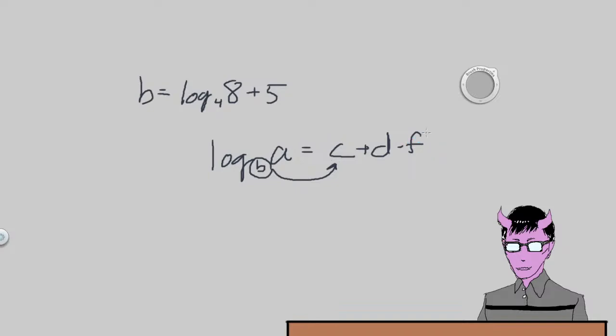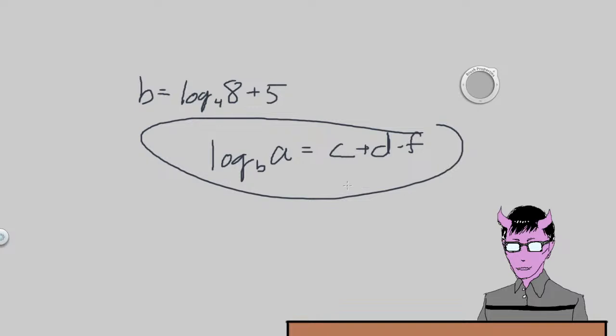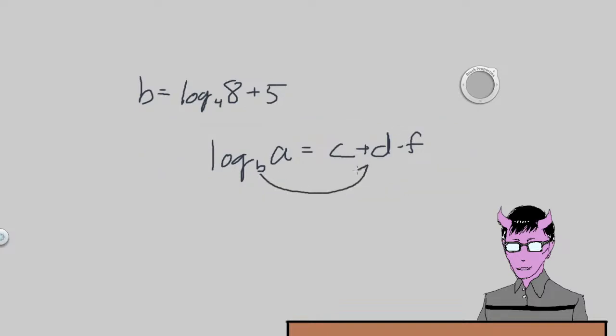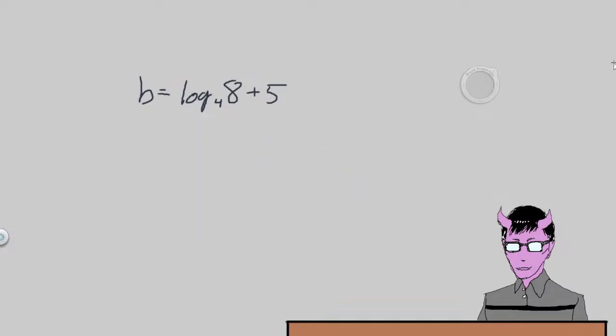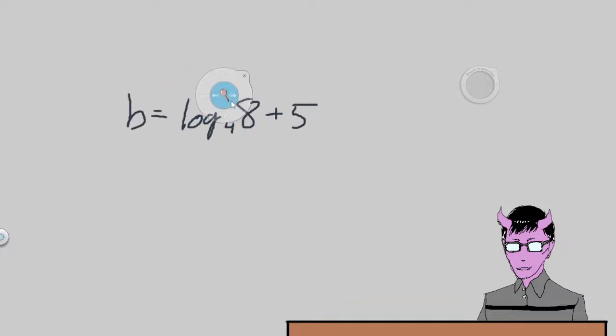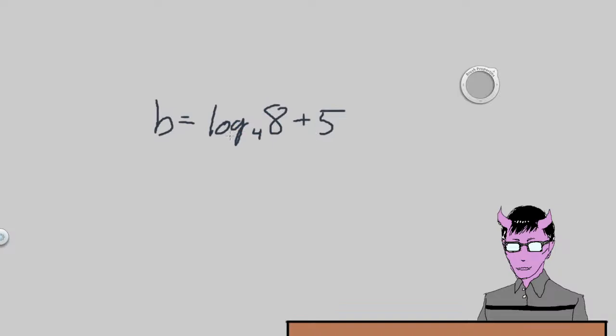So the work, if this is the problem, if this is what we've reached, then you could take b to the power of those 3. So it becomes b to the power of c plus d minus f. And that's equal to the argument a. That's what we want to do with this one, essentially. We don't have very many tools at this point, but we can't do it like this.